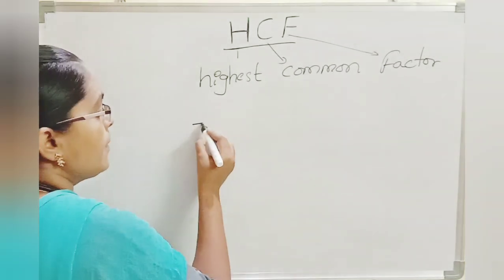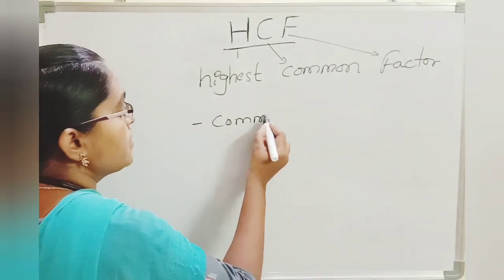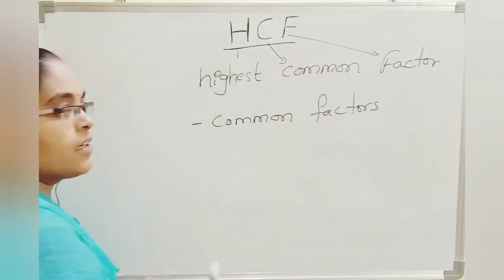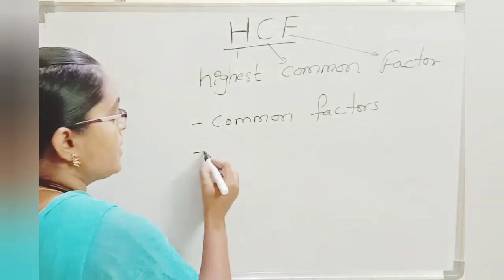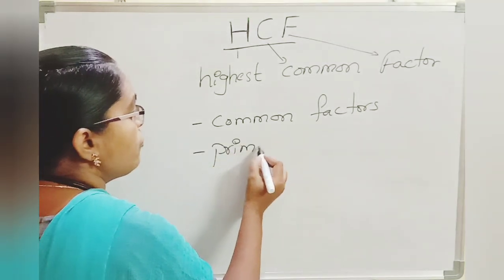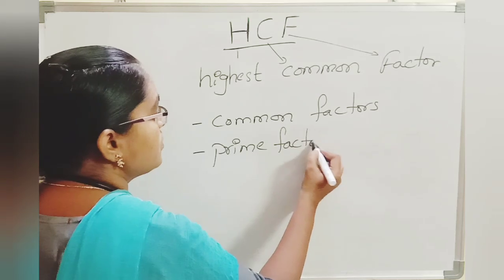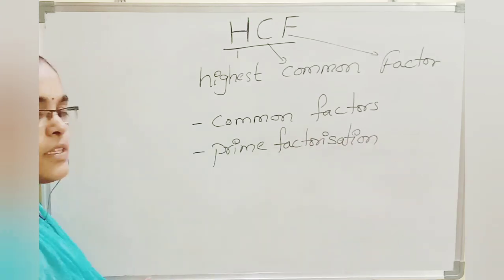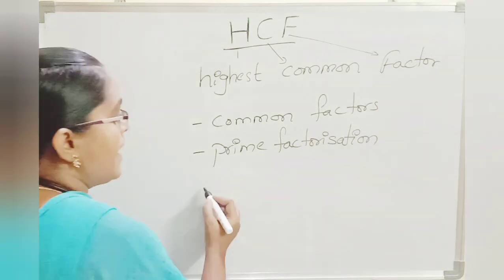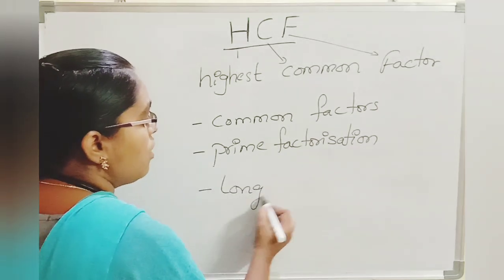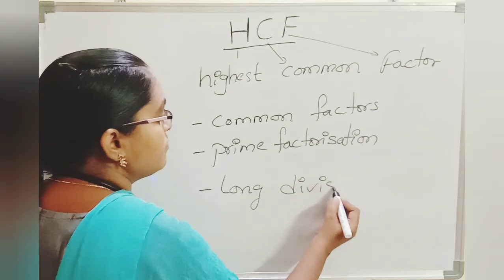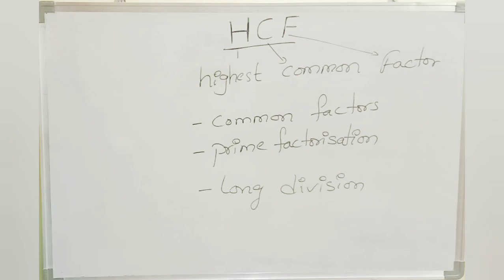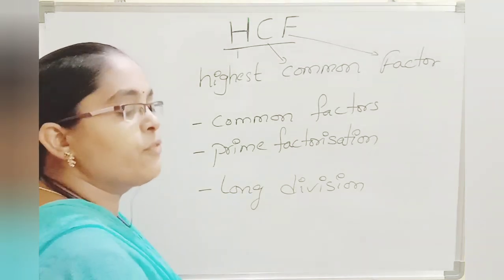What are they? By writing all the common factors of the given numbers, we will find the HCF. The other one is by using the prime factorization method. And finally, by using the long division method. In these three ways we find the HCF. Whichever is easy for you, you can follow that one.